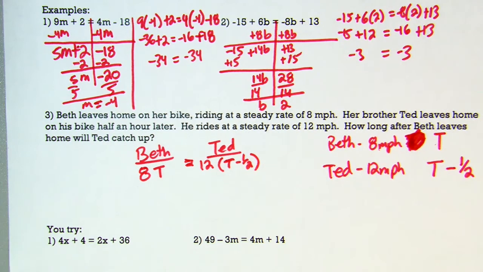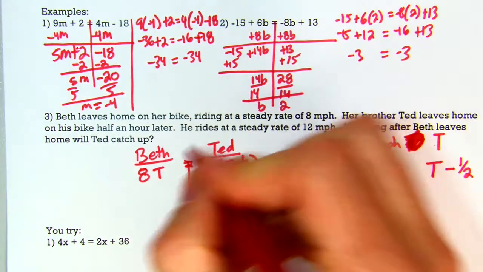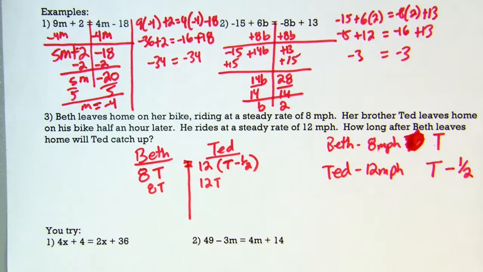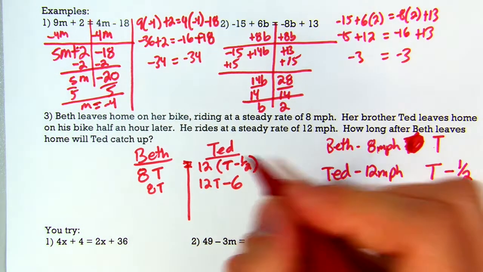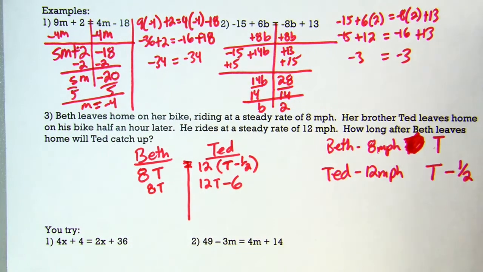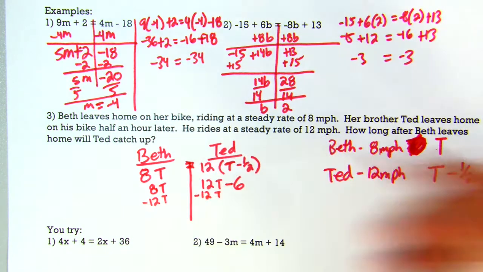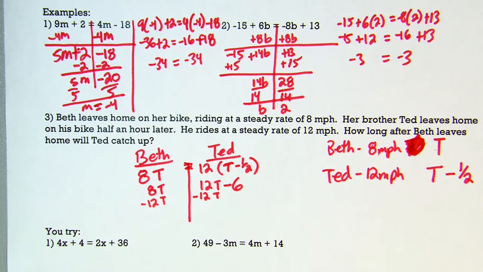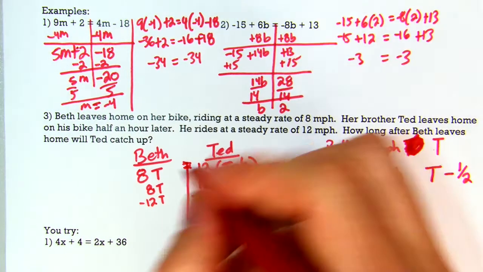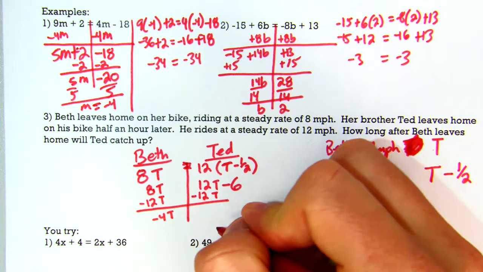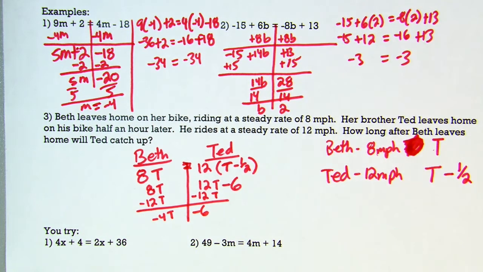So to go ahead and solve our equation, I'm going to go ahead and distribute out. So I get 8t, and then I get 12t, and then 12 times negative half is going to be negative 6. Now let's go ahead and move my t's to one side there. So I'm going to do minus 12t. Okay. And I get negative 4t. And then over here, I can bring down my negative 6, and I have negative 6 there.